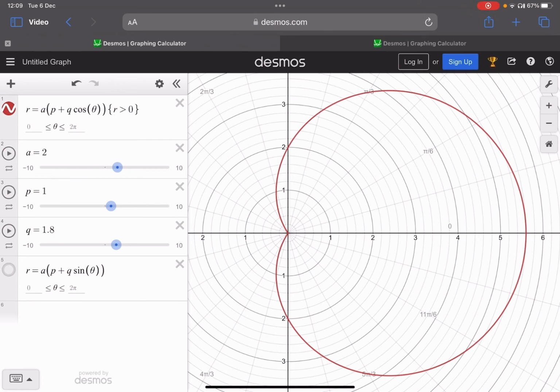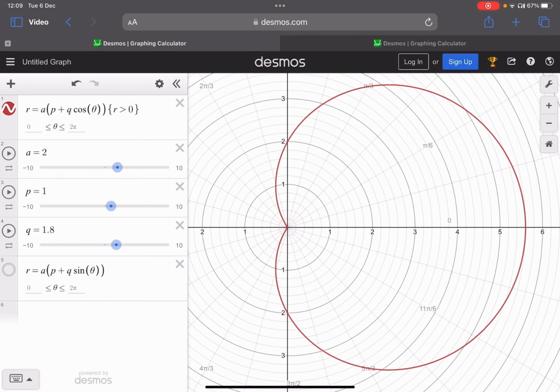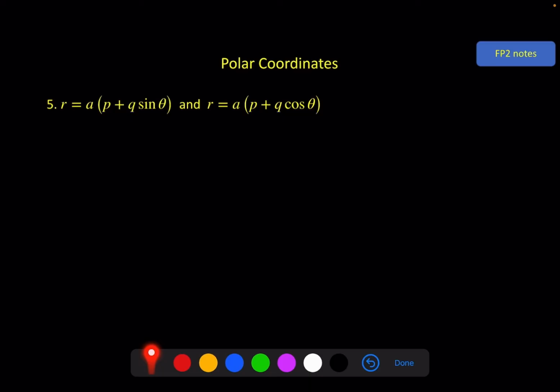I highly recommend getting a graphing app like this and having a play for yourself. I think it really helps understand what's going on. Back to the notes, and we have our 3 key bits that you need to know.